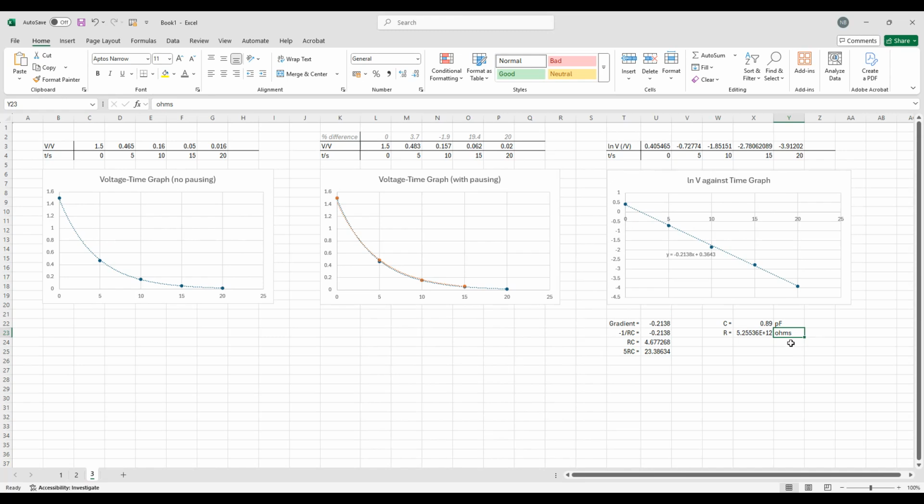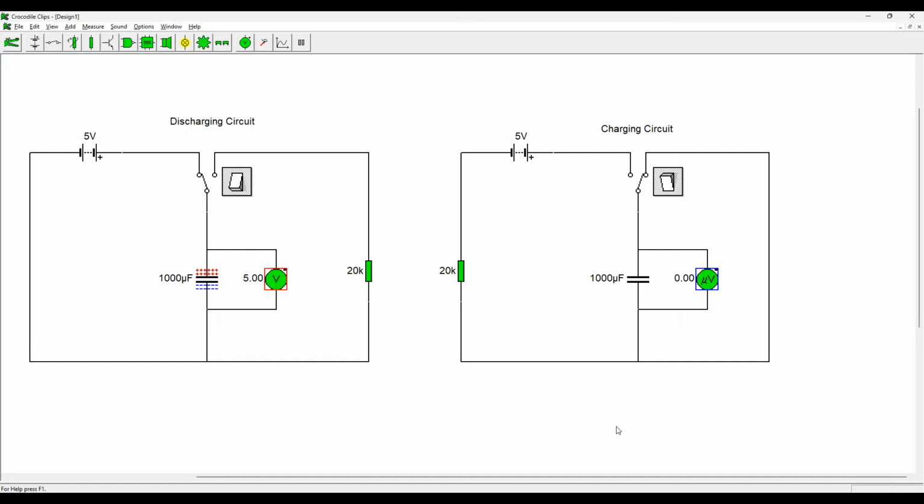If we have a look at another type of simulation, then we can look at the sort of data that you will be getting in the classroom. Here we have a piece of software called Crocodile Clips, and you can download this for free. On the left-hand side, I have a circuit set up to investigate a discharging capacitor, and on the right-hand side, I have a circuit set up to investigate a charging capacitor. So in the classroom, you are likely to be setting up these circuits.